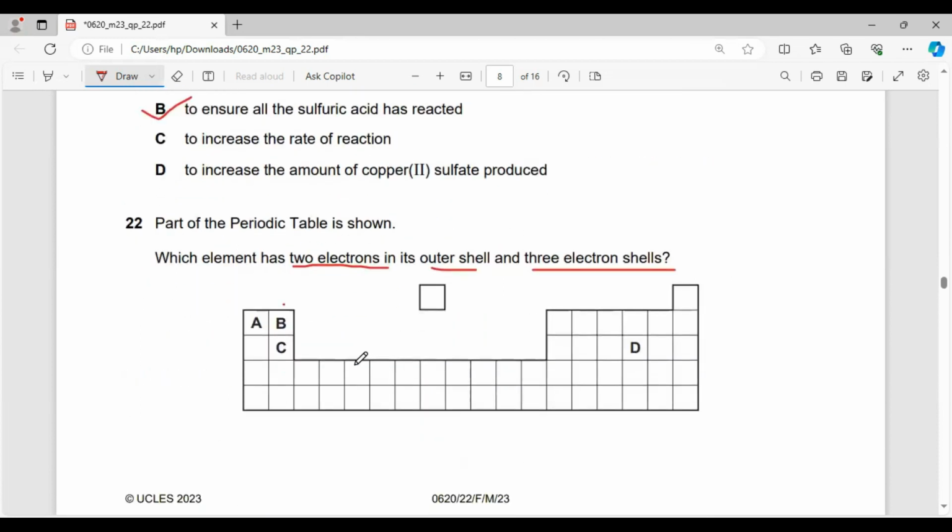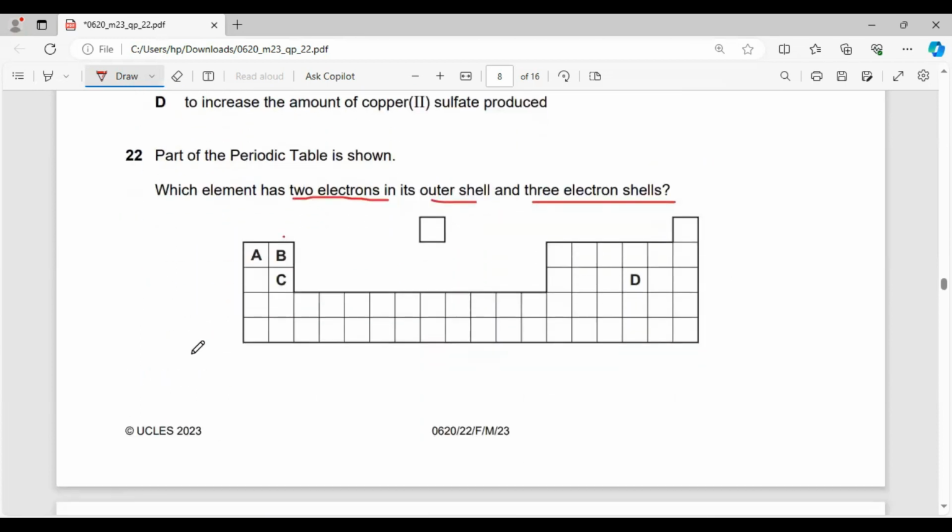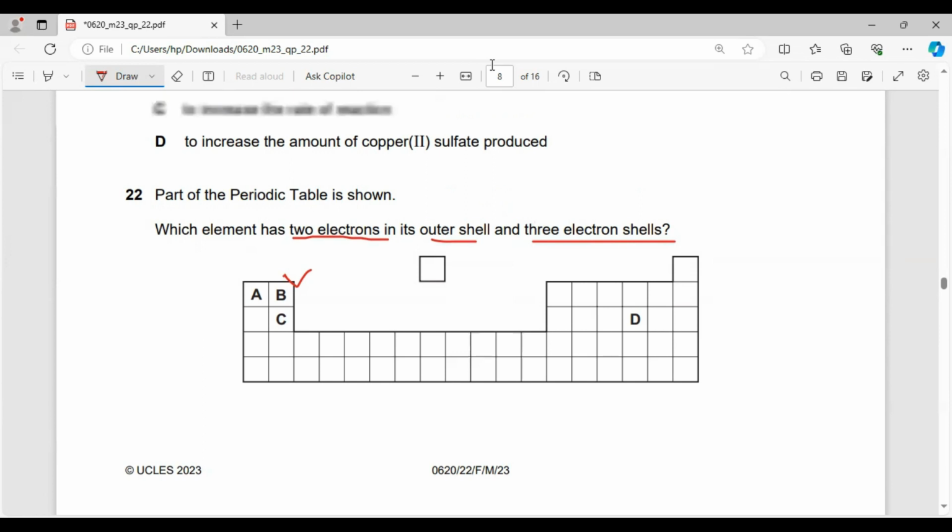Part of the periodic table is shown. Which element has 2 electrons in its outer shell and 3 electron shells? In the question, they have mentioned 2 electrons in the outer shell, and in total it is having 3 electron shells. Now, 2 electrons means it is a part of group 2 and it is having 3 electron shells.